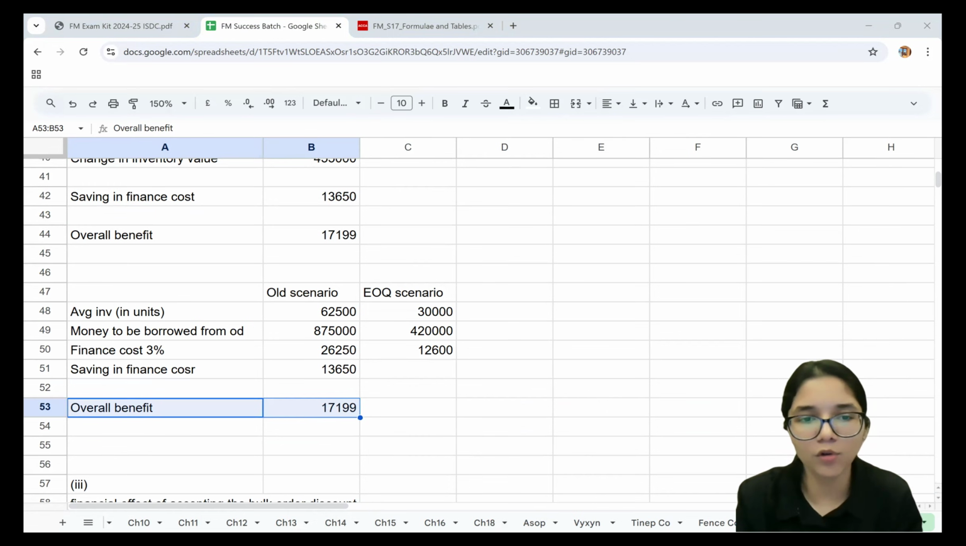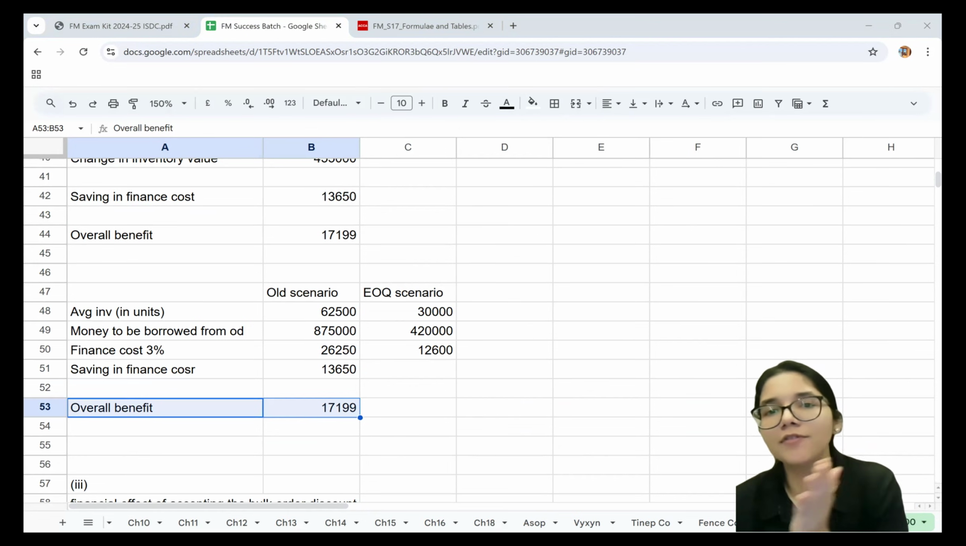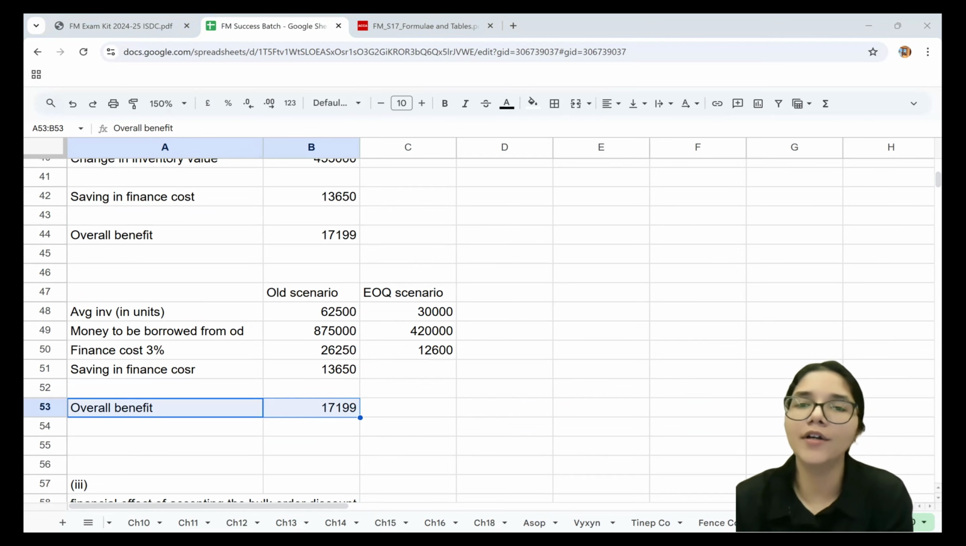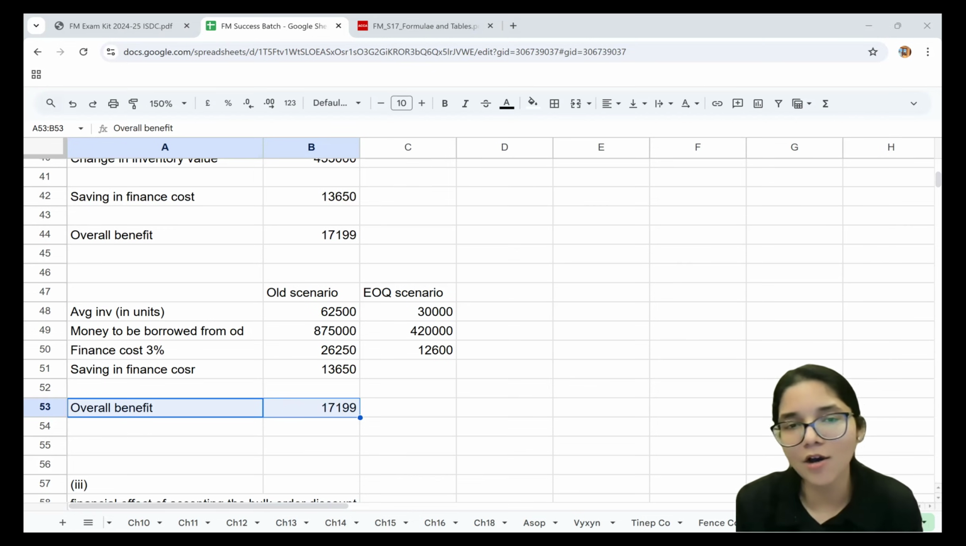Either we will go ahead with EOQ, then we will place the order of 30,000 units or 60,000 units in one go. And if we go ahead with the discount, we'll have to place the order of 250,000 units in one go. So which out of the two options do you people think will be better for the company? Should they adopt EOQ or should they order as per the discounted quantity?